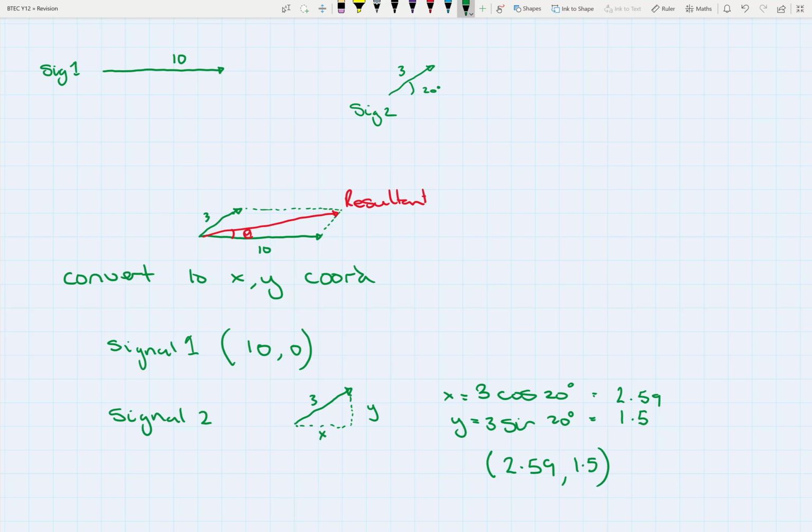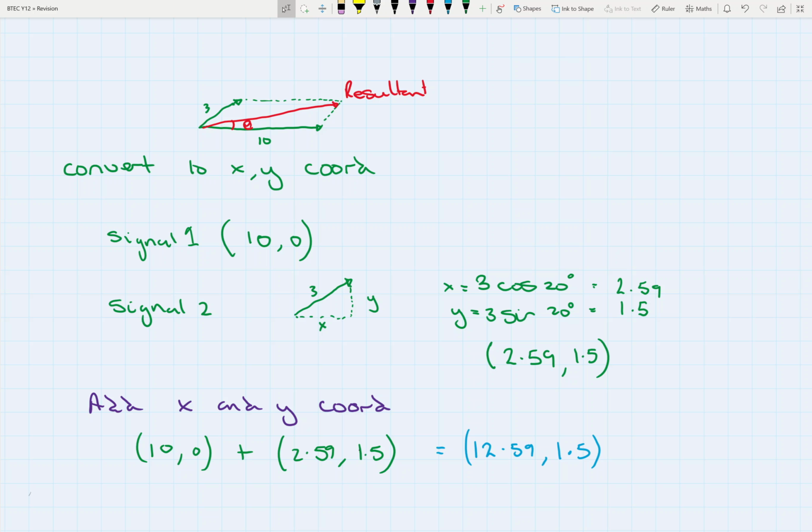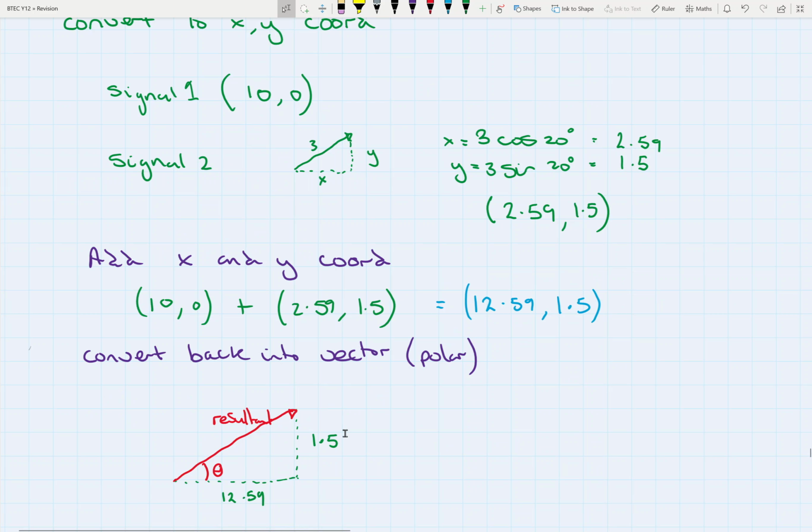Now that they're in x and y coordinates, it makes it nice and easy to add our rectangular coordinates together. Okay, so quite simply I've just added my x's together, and I've added my y's together. Nice and straightforward. Okay, so now I've got the x and y coordinates of my resultant vector. So the next thing we want to do is turn the x and y coordinates of my resultant vector back into what we call polar form.